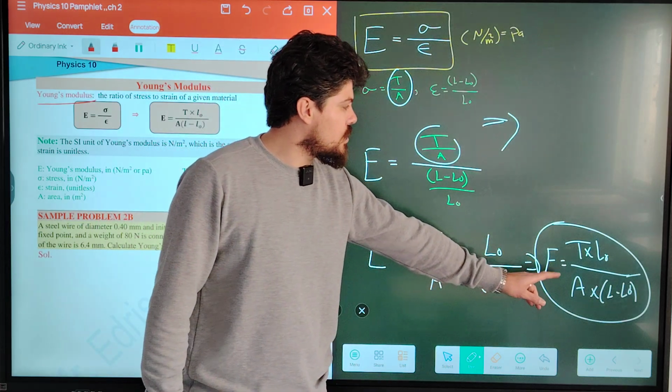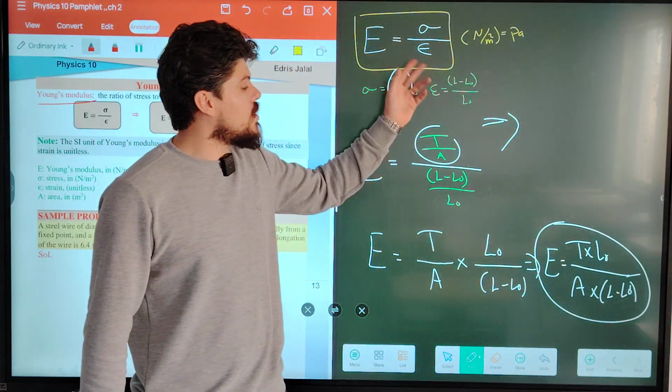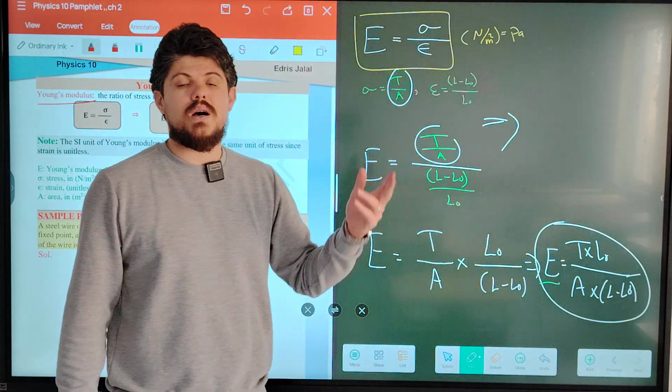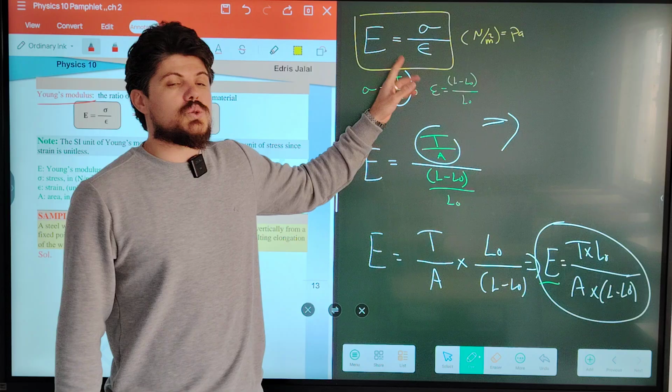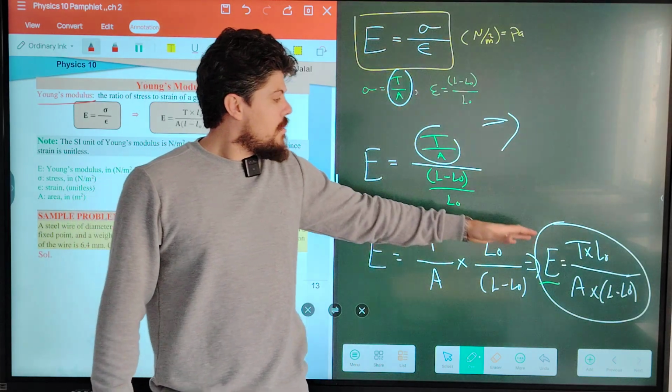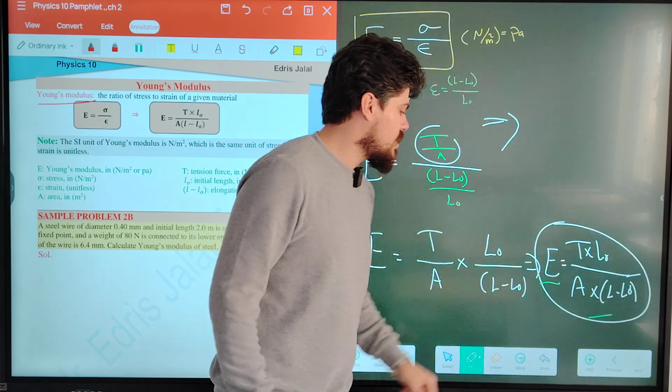When can this equation be used and when can the other equation be used? Both of them, guys, be careful. Both of them can be used to determine what? The amount of Young's modulus. When can this equation be used? When stress and strain are given in the question. Okay? But if the stress and strain are not given, you have to use this relation.